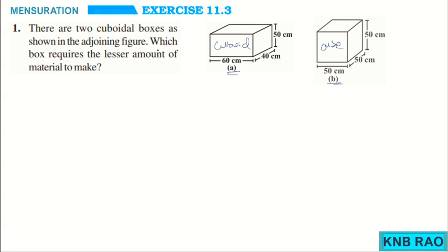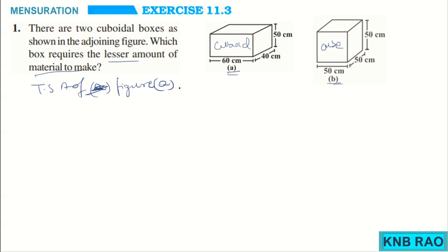Now the question is, which box requires a lesser amount of material to make? What is the material to be used? Maybe cardboard. Which one has less material to be used to make it? It means I have to find the TSA. Children, remember, I have to find the TSA of the first figure, figure A.